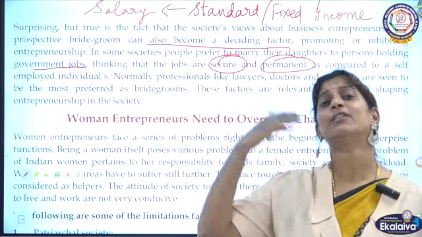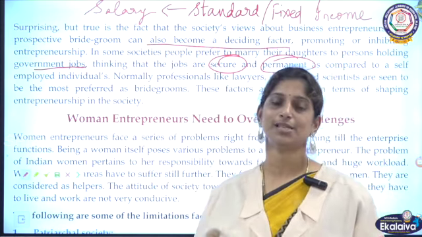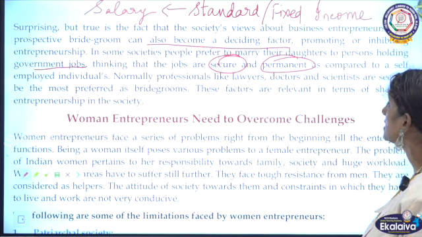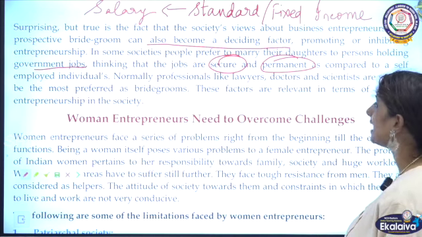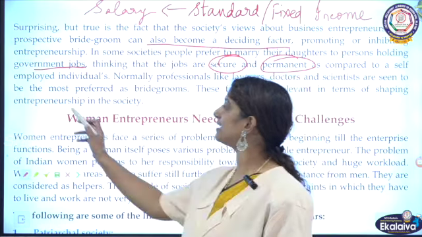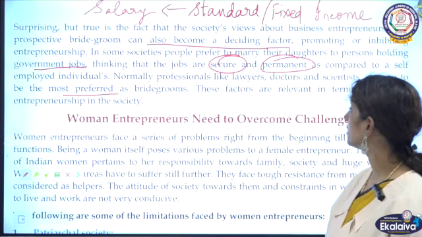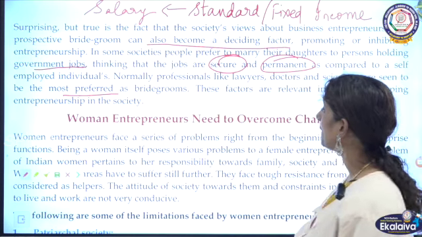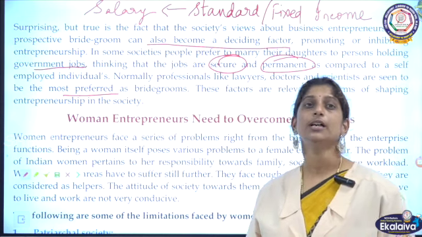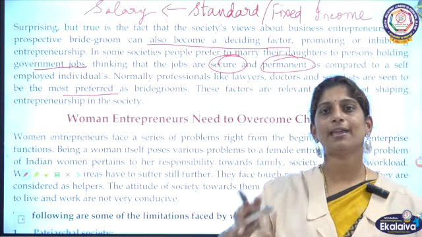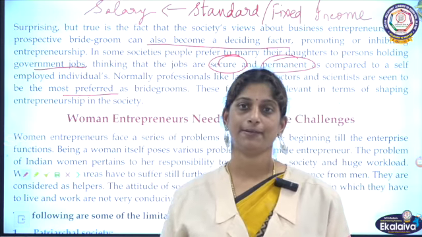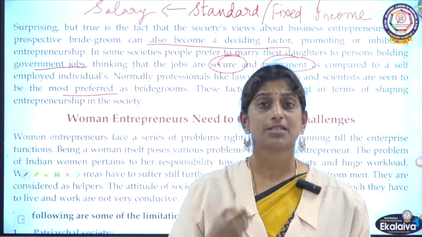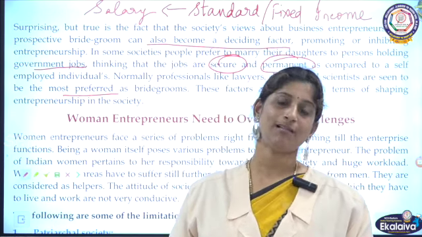So, we are not ready to think about the other side of the business, which is very profitable, right? And then normally professionals like lawyers, doctors and scientists are seen to be most preferred as bridegrooms, right? And these factors are relevant in terms of shaping entrepreneurship in the society. So, at this point, we should understand that only by the society can the change happen. We should be able to accept entrepreneurs, we should be able to accept entrepreneurship, and only then will it grow.